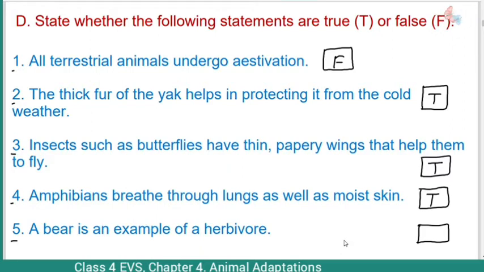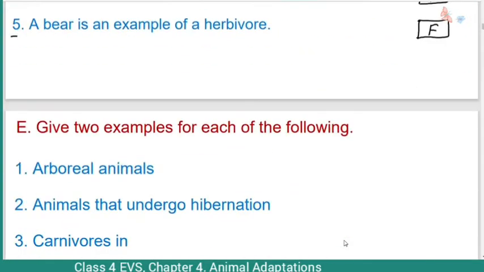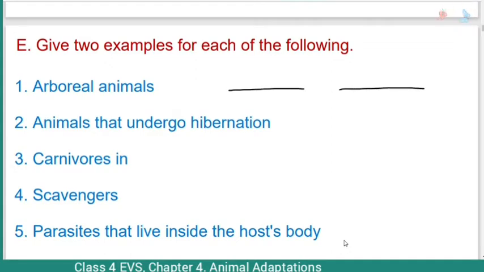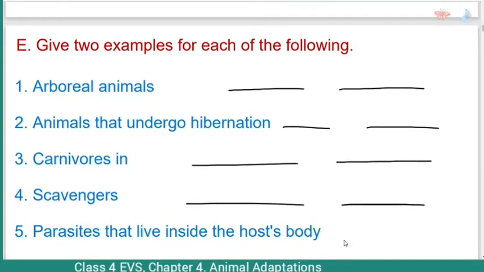Fifth, a bear is an example of an herbivore. False. Section E, give two examples for each of the following. First one, arboreal animals. You have to give two examples for each of the following.